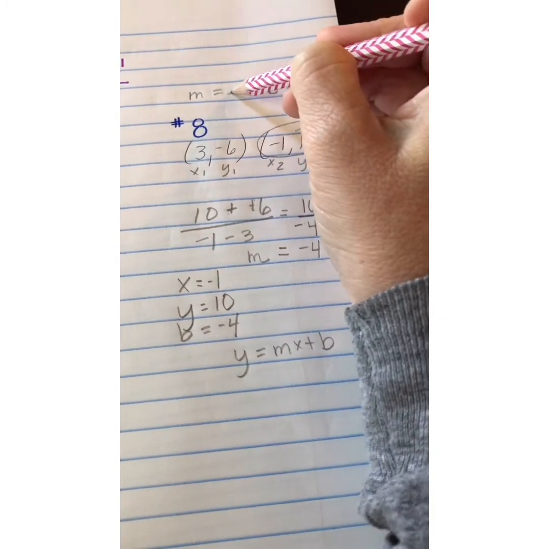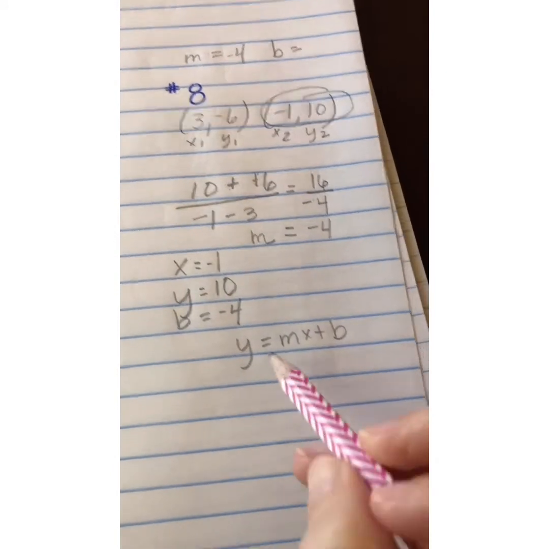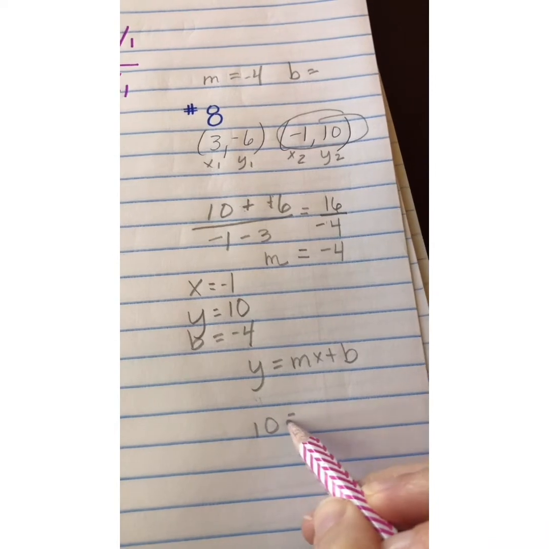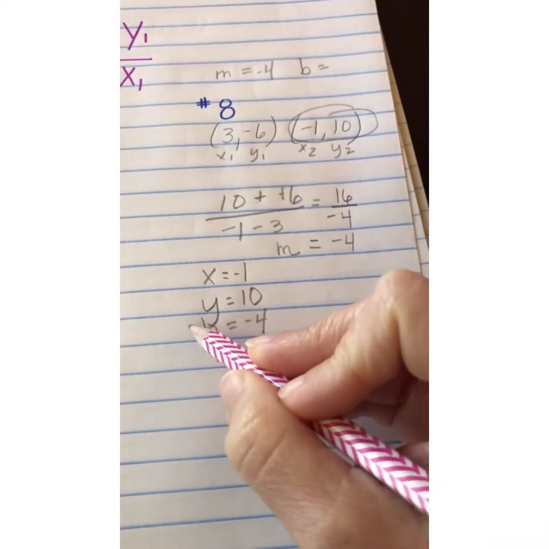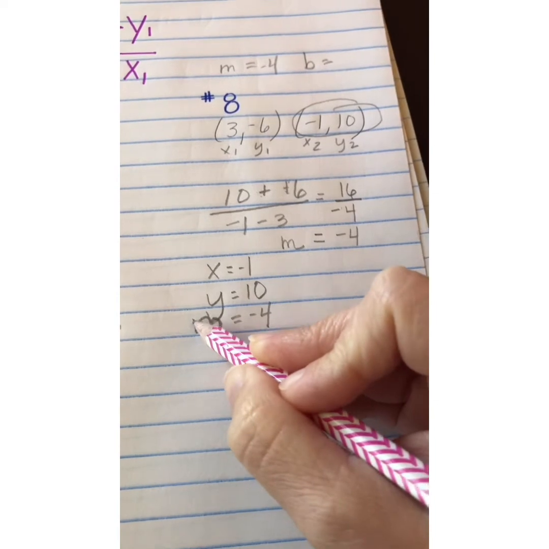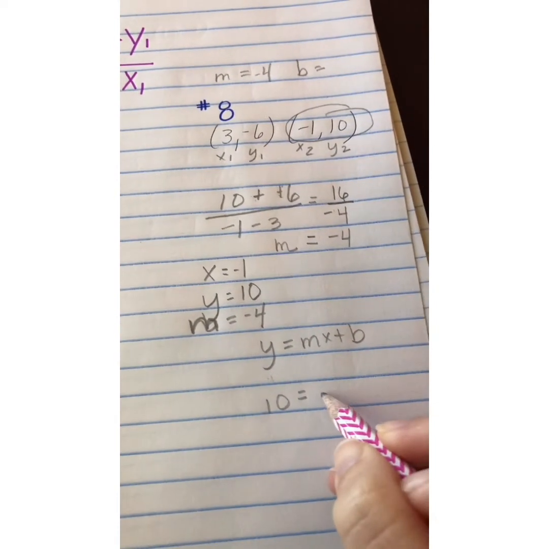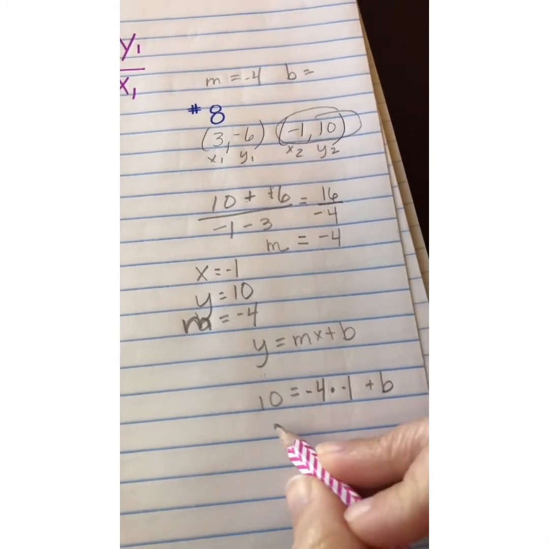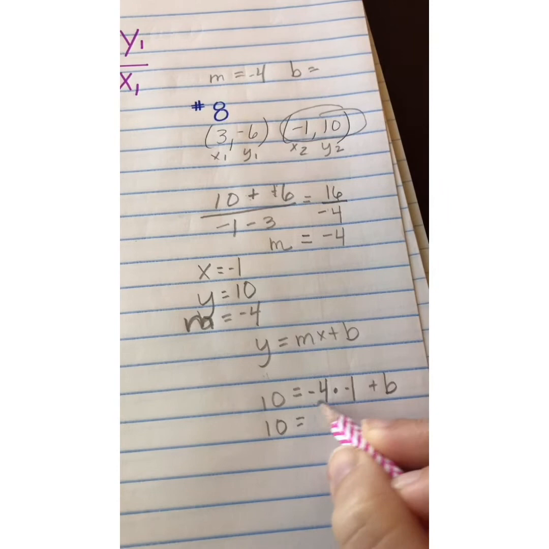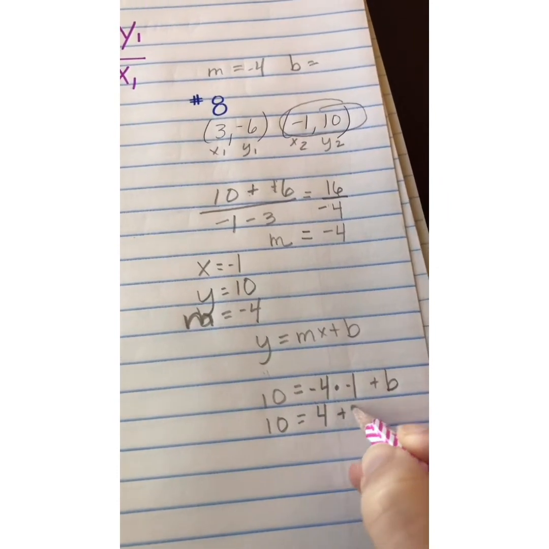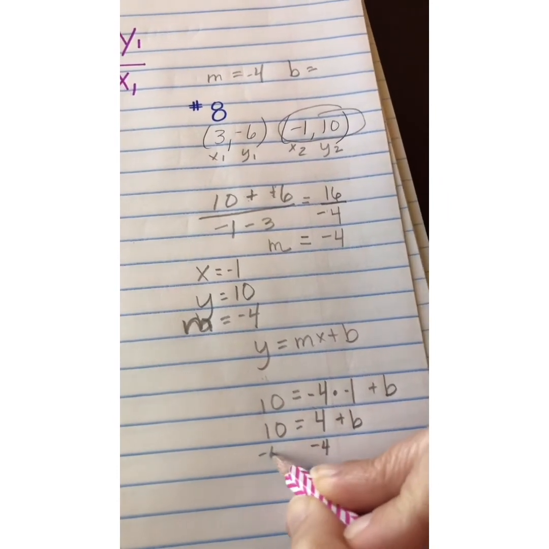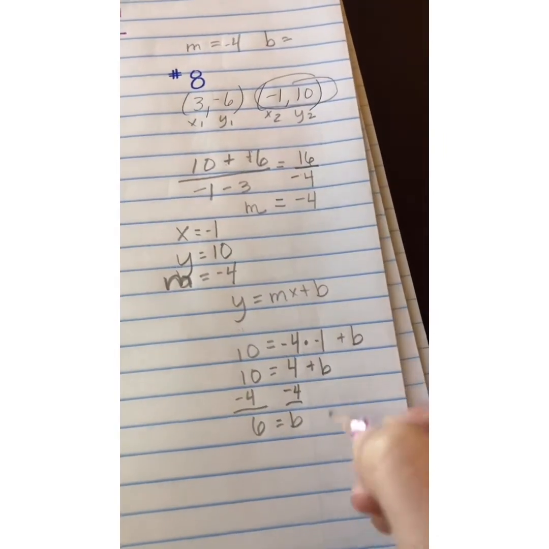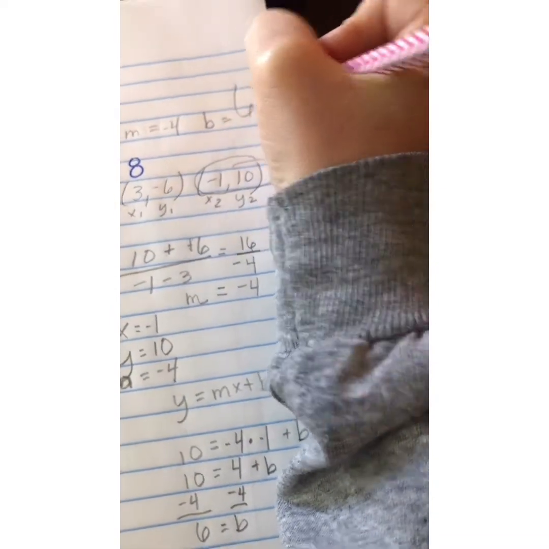Remember, we found our m was negative 4. Now we're just trying to find the b. So my y is 10. My m is, oops, I'm sorry, I apologize. My m was negative 4, and my x is negative 1, plus b. And 10 equals negative 4 times negative 1, which is going to be 4, plus b. Subtract your 4 from both sides. 10 minus 4 is 6. So 6 equals b. So my b equals 6.